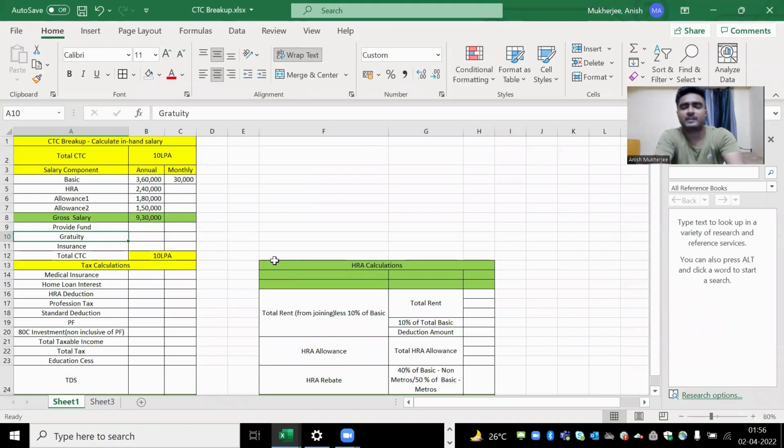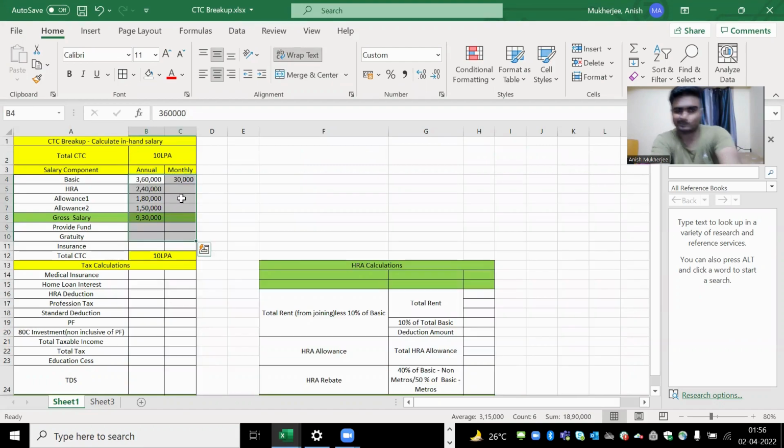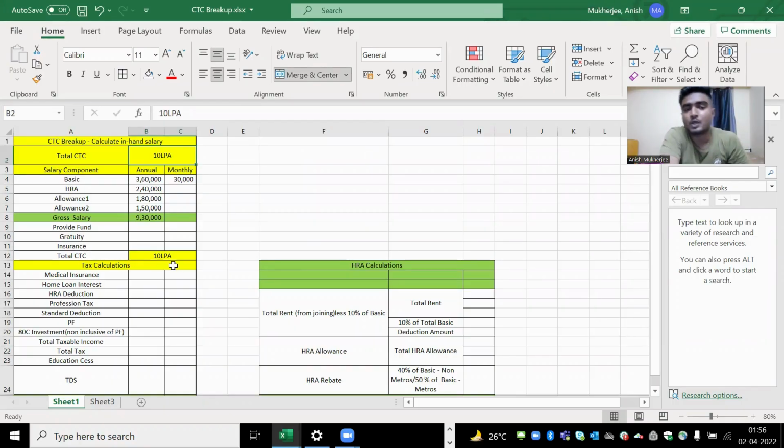I will be quickly sharing my screen. What I have normally assumed is, suppose, I'm just assuming the CTC to be 10 lakhs. Now, what you need to remember is that the CTC the company is offering you, when divided by 12, is not what you're going to receive at the end of the month.